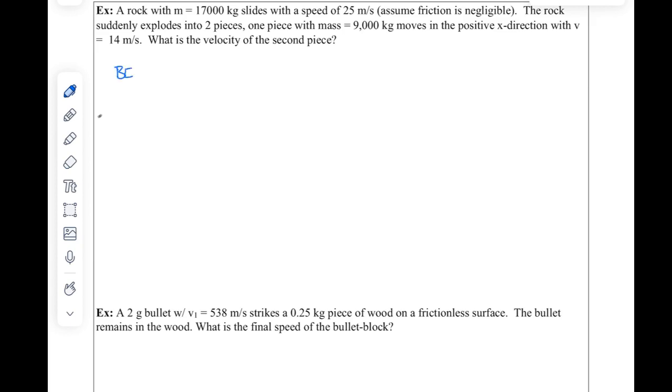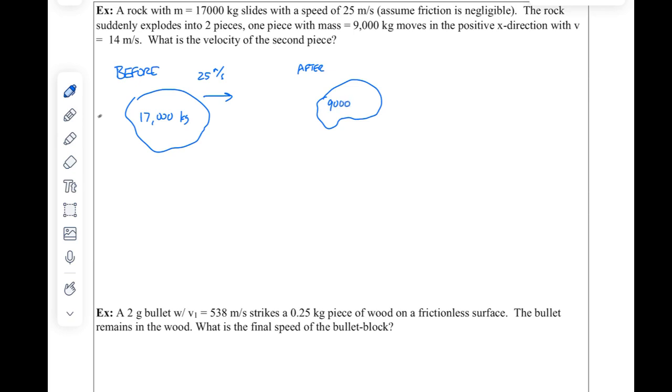So before, I've got this massive rock, 17,000 kilograms. It's moving with a speed of 25 meters per second. And then afterwards, it explodes into two pieces. So one piece has 9,000 kilograms, and it's moving with a speed of 14 meters per second.